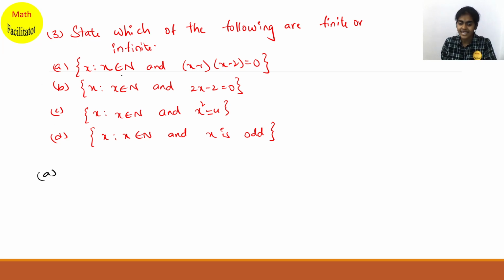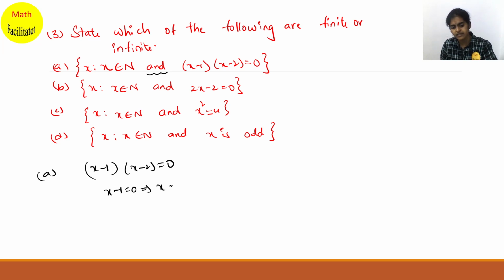See here the first bit: x belongs to natural numbers, and there is a condition given, so both conditions have to be satisfied. (x minus 1)(x minus 2) equals 0. Just now we have solved polynomials. If x minus 1 equals 0, then what can be the value of x? x is 1. And if x minus 2 is 0, then x can be 2.